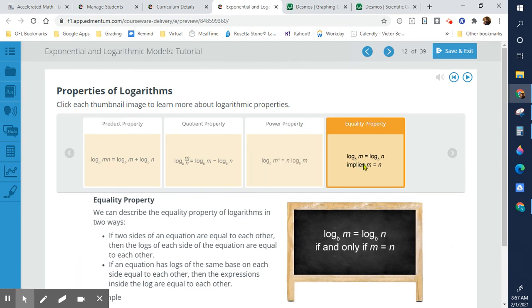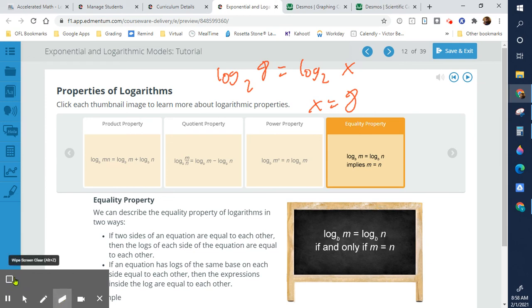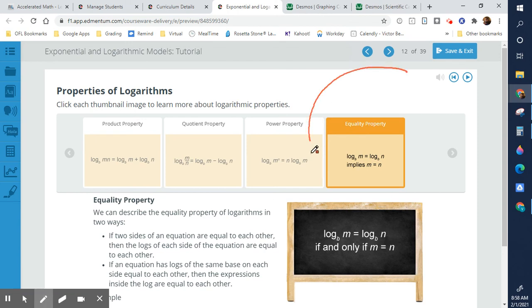And obviously, if you have 2 logs that are equal to each other and have the same base, then the 2 arguments, the m and the n in this case, must be the same. So if I have something like log base 2 of 8 equals log base 2 of x, this tells me that x must be 8. Without even having to solve this, since both of the bases are the same and they're equal to each other, x has to be 8. There's nothing else it can be. That's because log is what's known as a one-to-one function. Every x has exactly one y, and every y has exactly one x. Because of that, if these logs are the same, they have to equal the same thing.